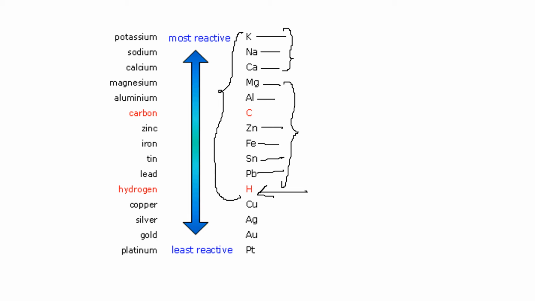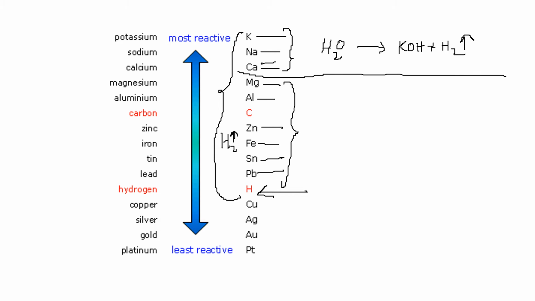These metals liberate hydrogen gas when they react with water. When they react with water, they form the respective hydroxide and hydrogen gas is liberated. Take sodium hydroxide, calcium hydroxide, so they form the respective hydroxides up to this part, and here they react with cold water only to form the respective hydroxide with the liberation of hydrogen gas.